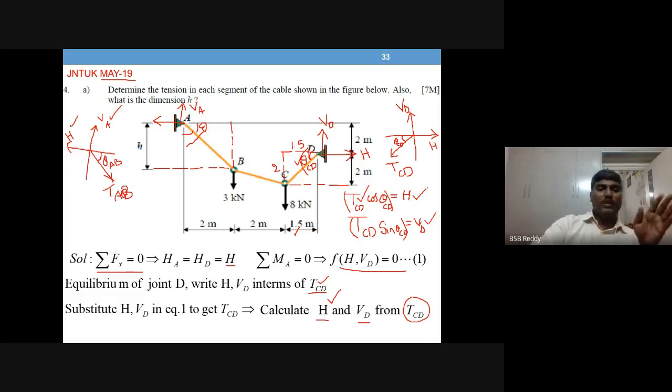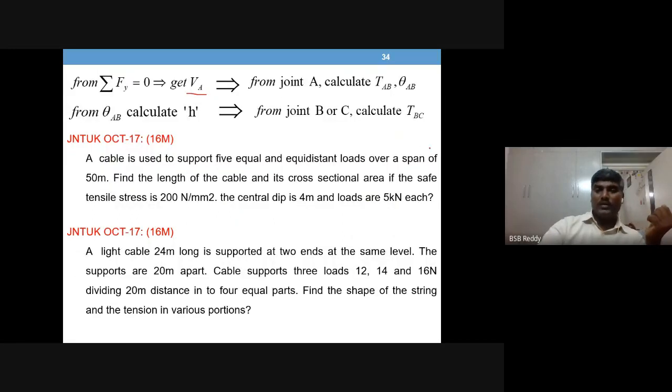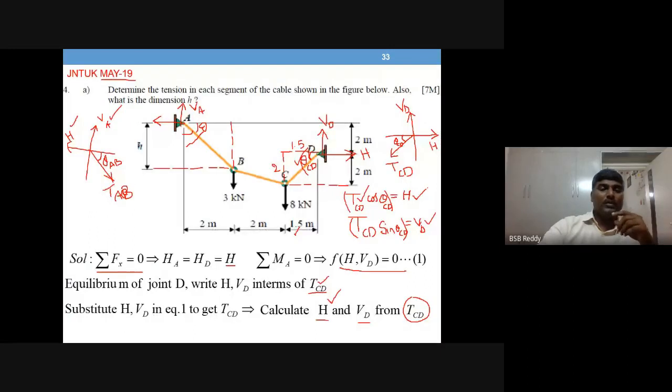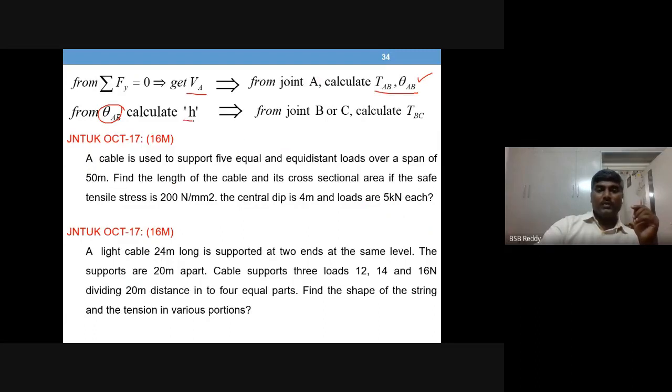Okay. So now you will have sigma Fx equals 0, sigma Fy equals 0. You will have two unknowns, theta and TAB, and two equations. TAB and theta AB can be solved. So once you know theta AB from this equation, what is theta AB? It is H and this is 2. So tan theta AB is equal to H by 2. So you get the H value. So that is this one.